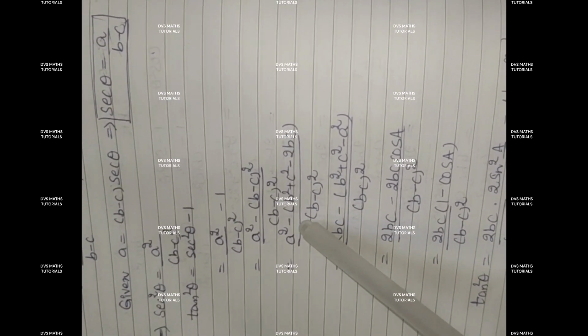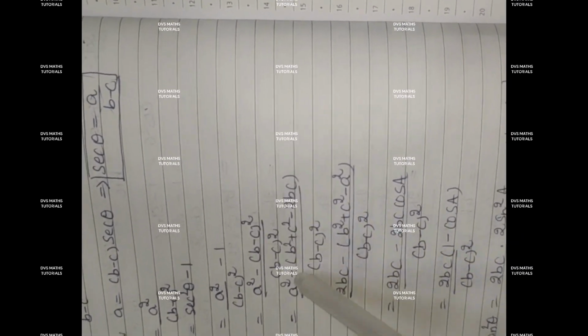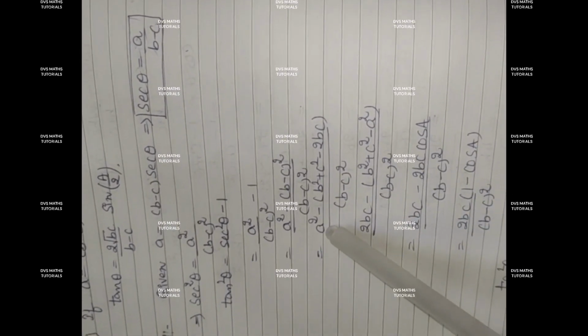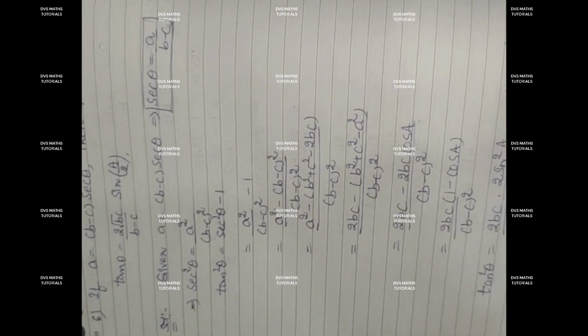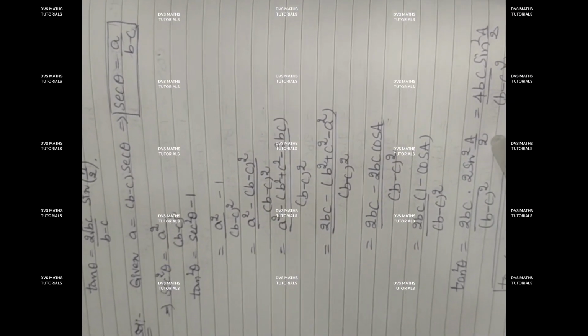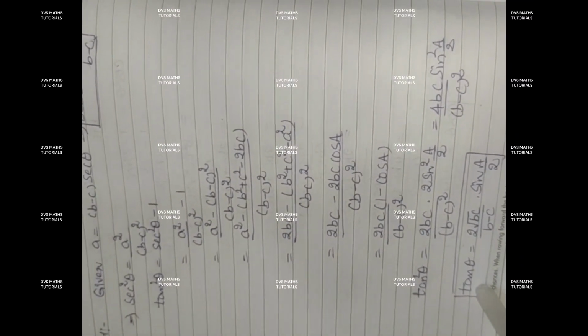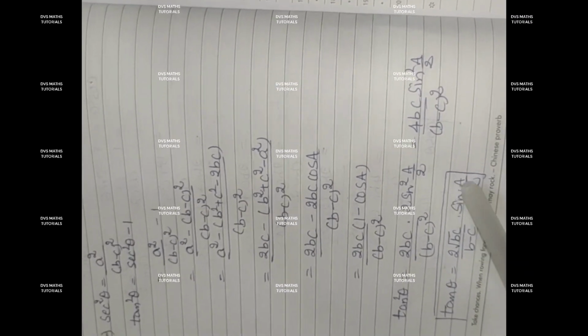A² minus, expand this now, b² + c² − 2bc. Now minus of minus 2bc becomes plus 2bc, minus of (b² + c²). Here plus a², if you send it to the minus term, then it is minus of a², over (b − c)². And again use the cosine rule: b² + c² minus a² is 2bc cos A. Take out 2bc as common, 1 minus cos A. 2bc/(b − c)² into 2sin²(A/2). 2 into 2, 4bc/(b − c)² into sin²(A/2). Therefore, by taking the square root of this, tan θ equals 2√(bc)/(b − c) into sin(A/2).